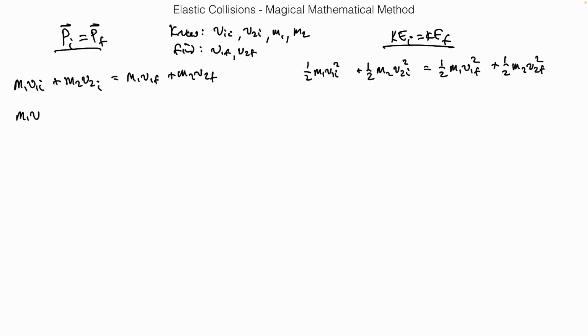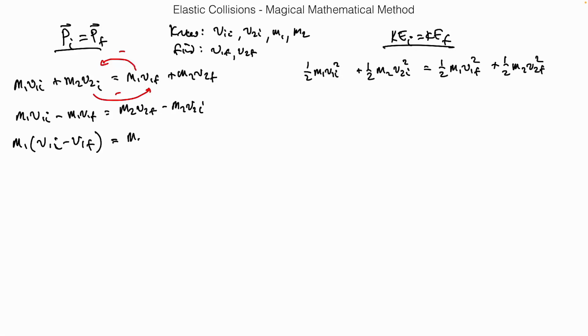So this becomes M1 V1 initial minus M1 V1 final equals M2 V2 final minus M2 V2 initial. I swapped them here, right? This one went over there, and this one went over there, and they picked up negative signs. That's what I did. And then to clean this up a bit, we've got common factors. That's V1 initial minus V1 final. And over here, I've got a factor of M2 times V2 final minus V2 initial. I gathered all the ones on one side and all the twos on the other.